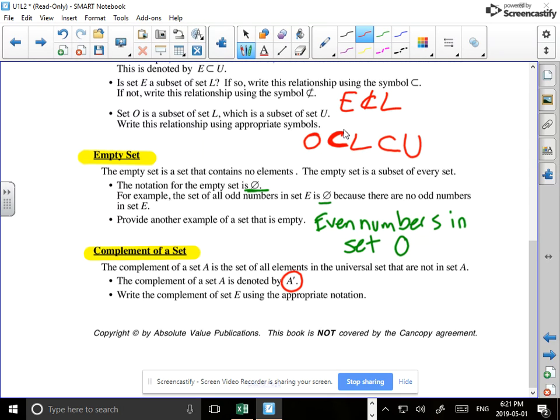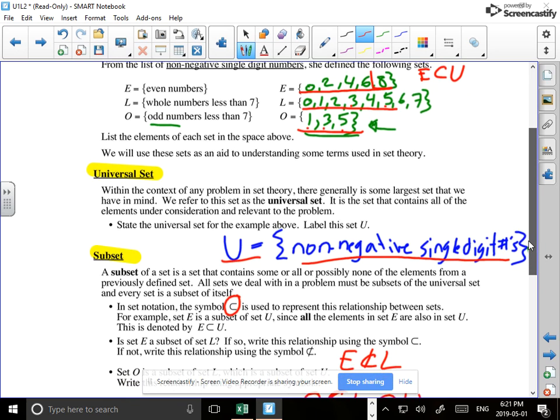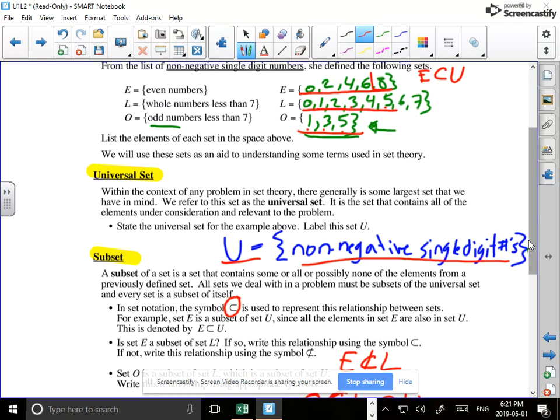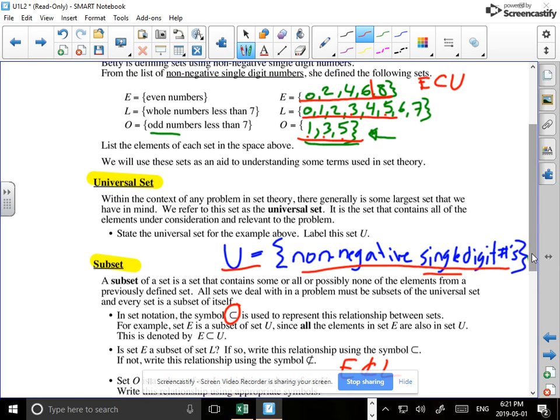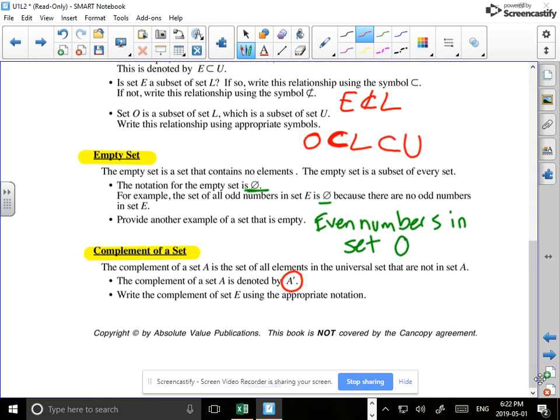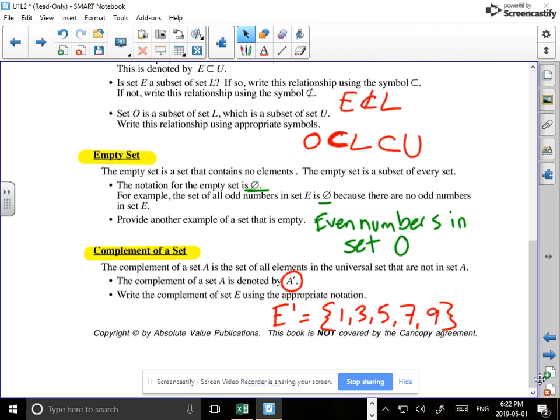So if we write the complement of set E using the appropriate notation, we'll scroll up here and look at set E. Remember our universal set was single digit numbers, so that's all the numbers less than 10. So our E prime, now these are all even numbers in set E, our complement of the set, is going to be 1, 3, 5, 7, and 9. Note this is the exact opposite. This is all the stuff that wasn't in the first one.